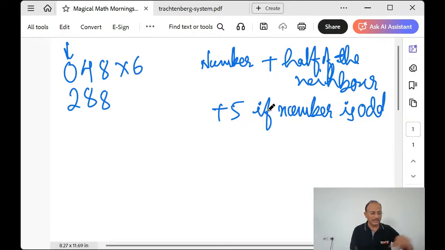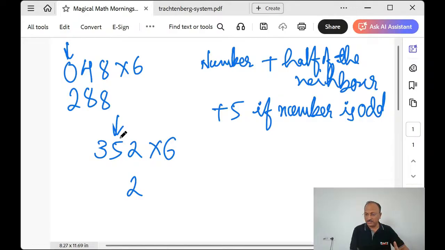Let's take one example where there is an odd number, 352 into 6. Always we'll consider the number 2. There is no neighbor, so nothing to add. What we do, 2 we'll write. Next number is 5. It is an odd number, correct? No? So what we do, for this number, we are going to add 5. 5 plus 5 is 10. And for that, we are going to add half of this. 10 plus 1 is 11. So we'll write 1, carry 1.